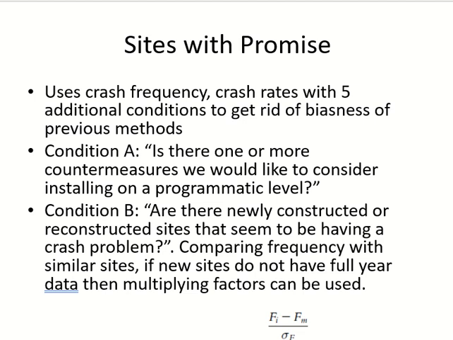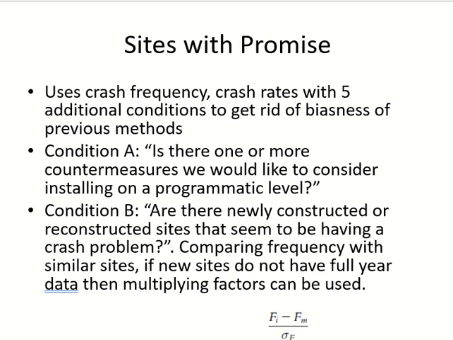So second condition says that compare the frequency of crashes on this site to other similar sites. Okay, so condition B is related to frequency, and it focuses on sites on which there has been some new construction. Okay, so the first condition related to planning, second condition related to frequency but focusing on new sites. Okay, and we calculate this ratio. What is this ratio? Frequency of crashes at your site minus mean frequency of crashes at similar sites, divided by standard deviation of frequency. Okay, clear?